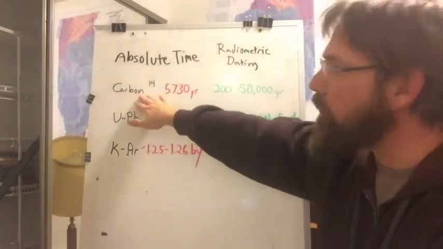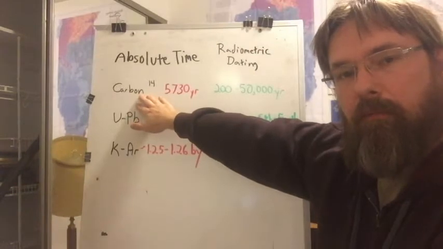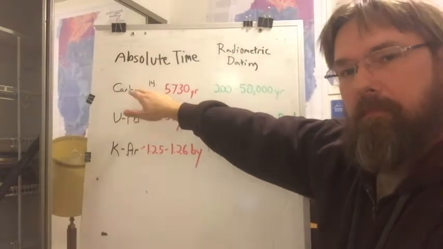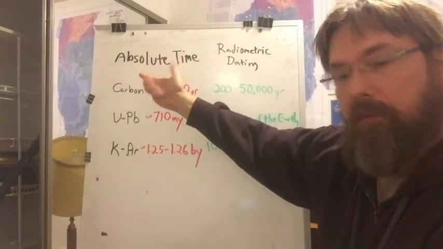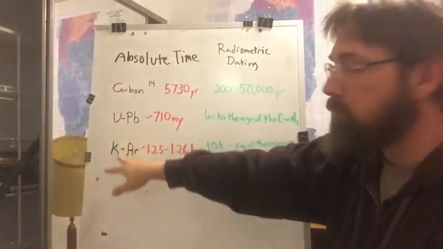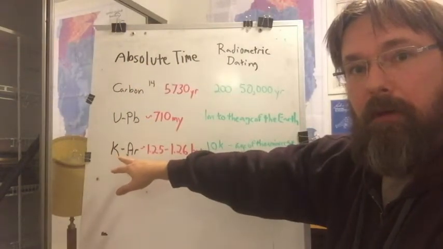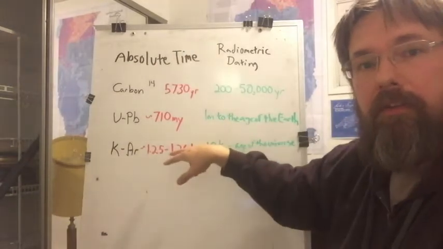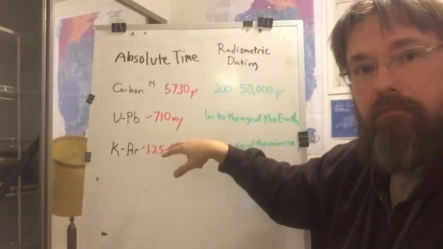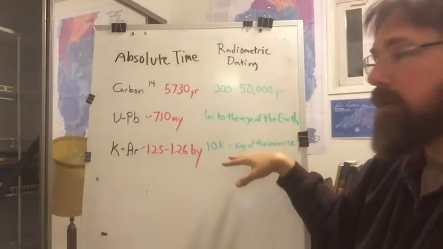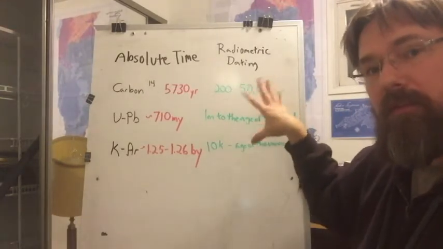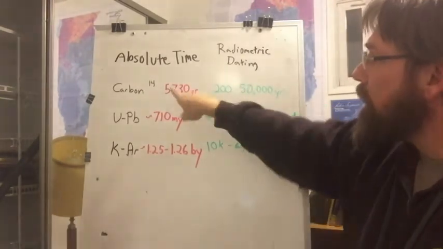So one most people are familiar with is carbon-14. Carbon-14 will decay into carbon-12 when something dies. This, in black here, is the type of radiometric dating. In red here is the half-life, all right? And in green is the time frame in which this dating is accurate.